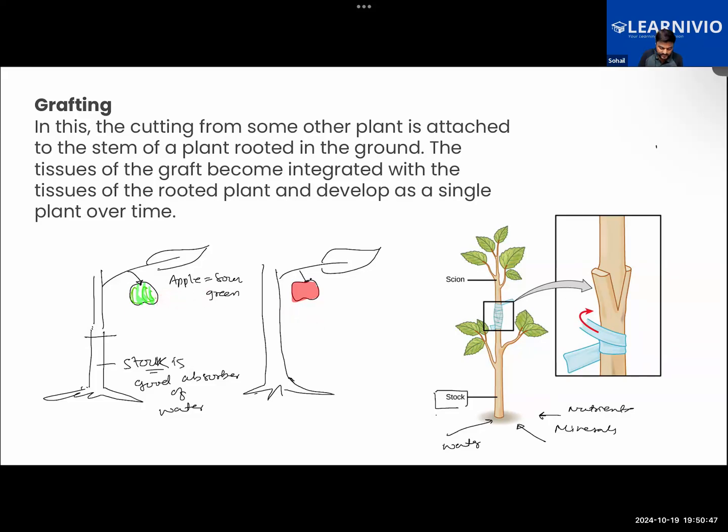Now take the other plant here. This one is the scion, the upper part. In this case, the apple that is growing here is sweet, plus it is red in color also. Getting it, everyone? But the problem with the stalk is that the stalk is not a good absorber of water.